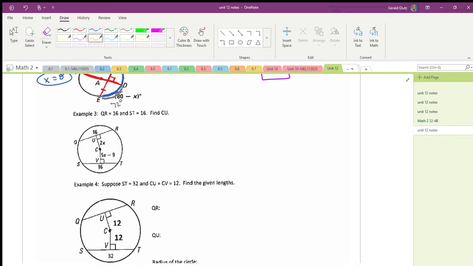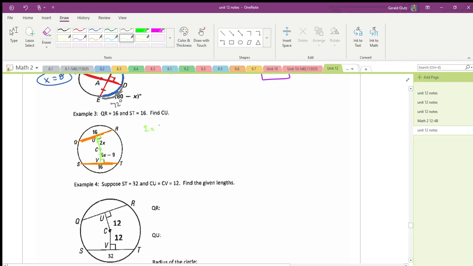Example 3. So we got QR is 16. So QR is 16 right here. ST is 16. We got to find CU. So we know these two orange chords are congruent because they're both 16. And these are 90-degree angles, and these lines are coming from the center. So that tells us that CU and CV are congruent to each other.